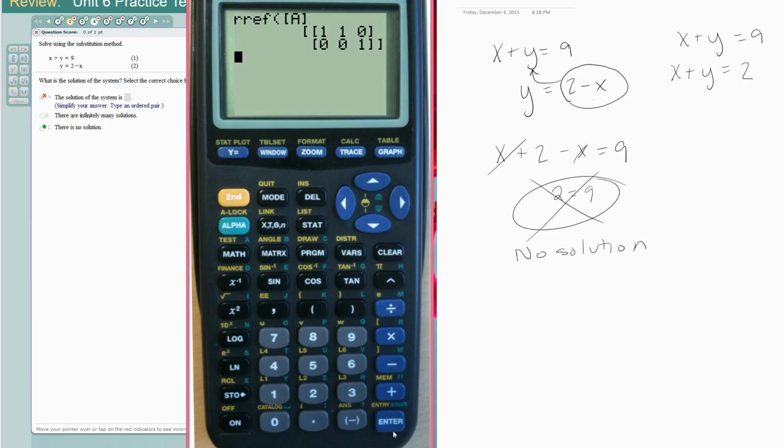Okay, now notice this second line we get 0, 0, 1. And that's telling us that 0x plus 0y equals 1, which again doesn't make any sense. So whenever you have this bottom line here and it's zeros and then a number, that's going to give you an indication that there's no solution.